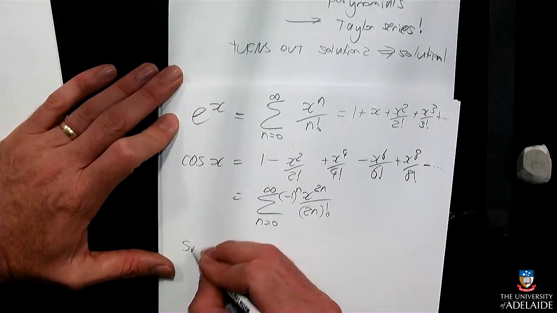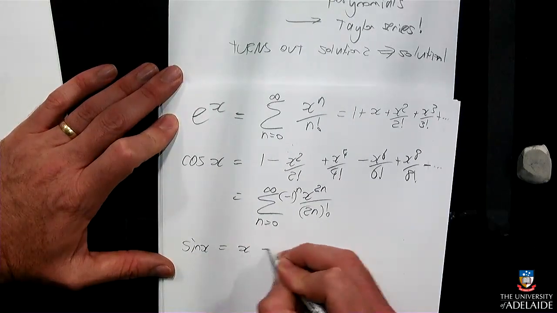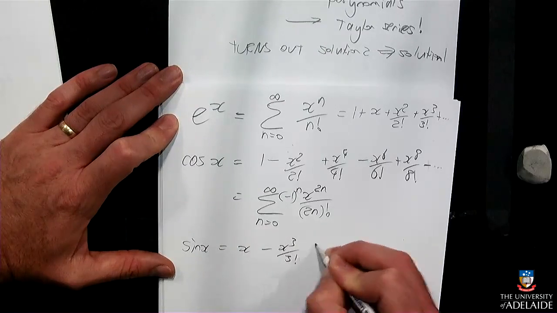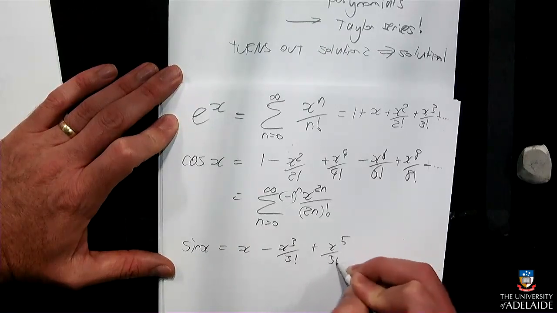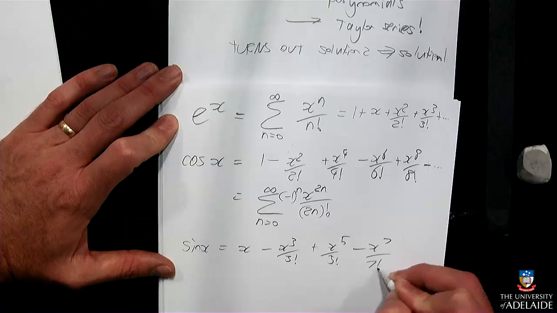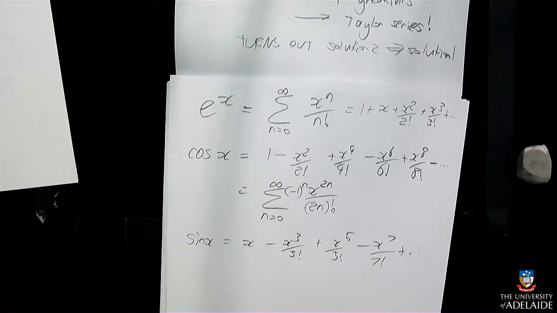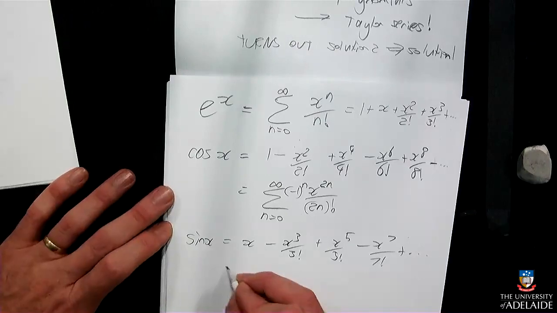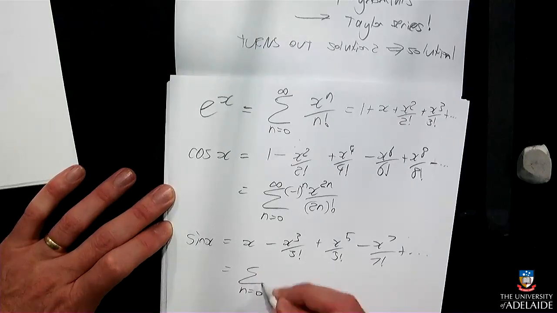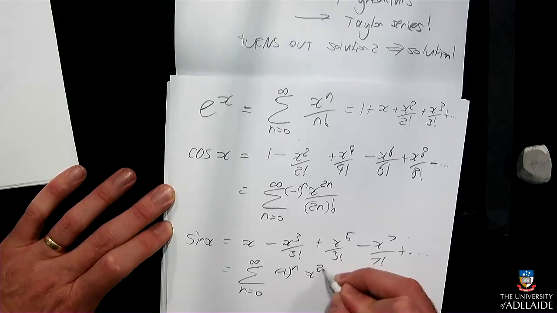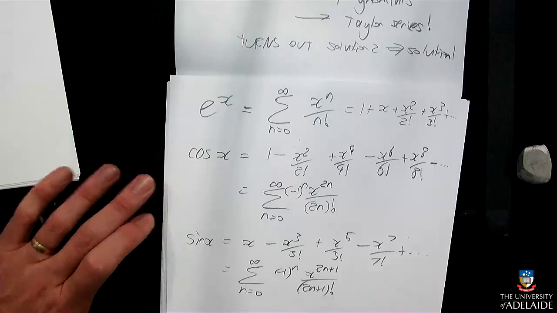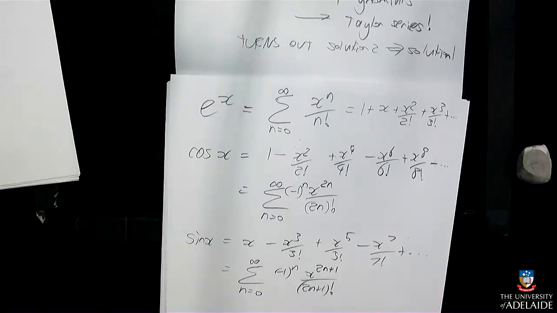And sine x is x minus x cubed on 3 factorial plus x to the 5 on 5 factorial minus x to the 7 on 7 factorial plus and so on. The odd ones from e to the x switching between plus and minus, and that's 2n plus 1. Because if you do an even number like 2n and then add 1, it's an odd number.